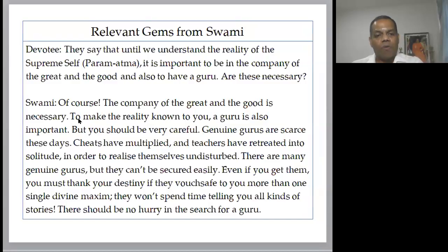Swami said, of course, the company of the great and the good is necessary. To make the reality known to you, a guru is also important, but you should be very careful. Genuine gurus are scarce these days. Cheats have multiplied, and teachers have retreated into solitude in order to realize themselves undisturbed.